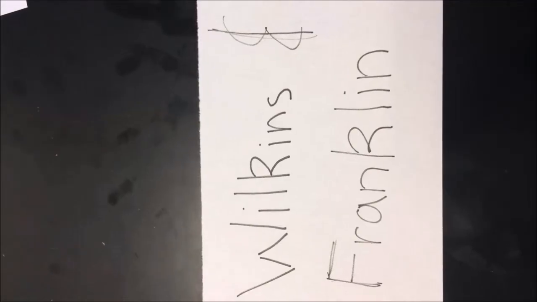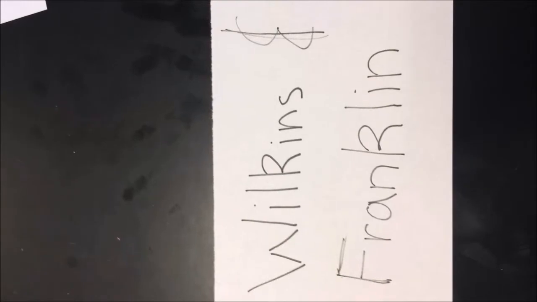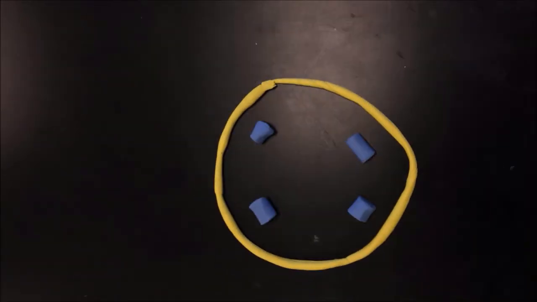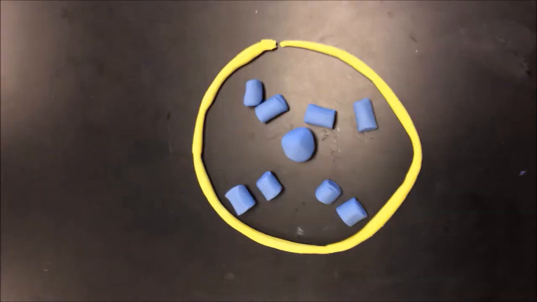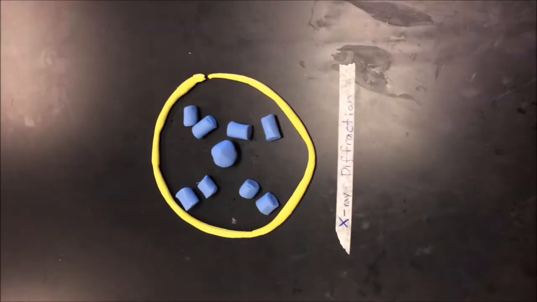Wilkins and Franklin used X-ray crystallography to produce an X-ray diffraction image of DNA. The spots and smudges were produced by the X-rays that deflected through the DNA. These images led to Watson and Crick's new discovery of the DNA structure.